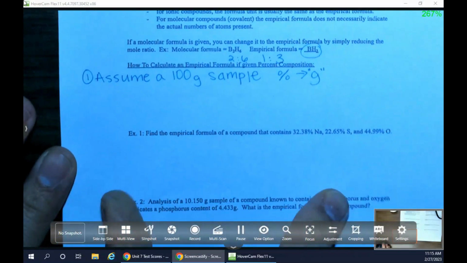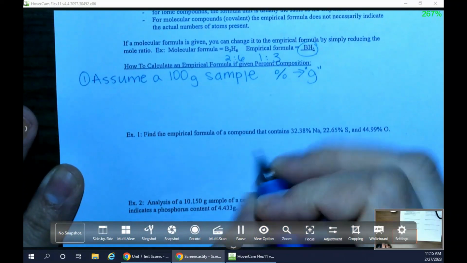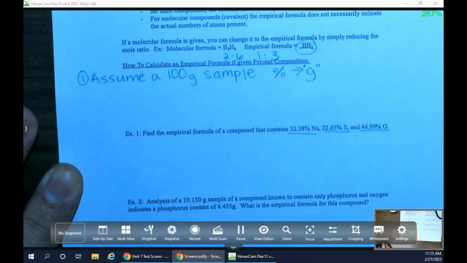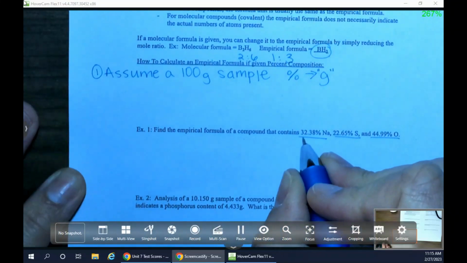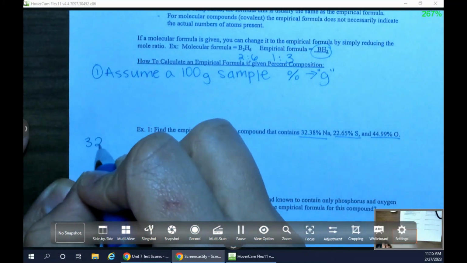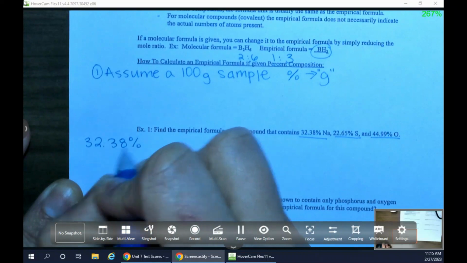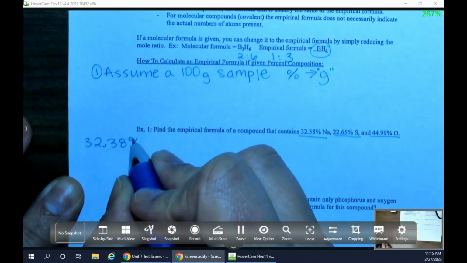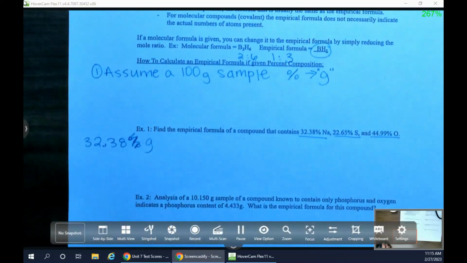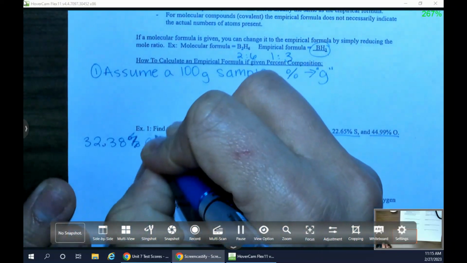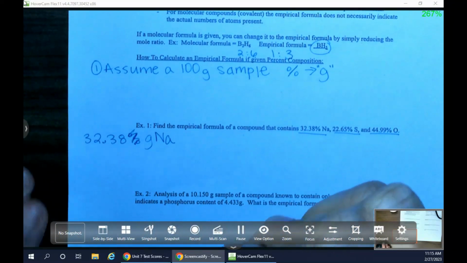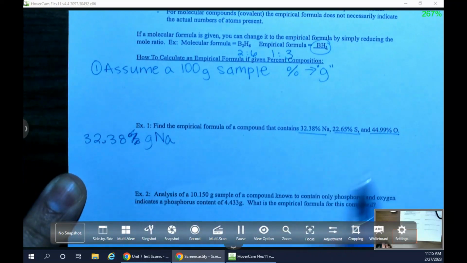All right, so let's see what that looks like for our example 1. It says find the empirical formula of a compound which contains this much sodium, this much sulfur, and this much oxygen, right? So I have 32.38% sodium. I'm going to say, okay, nope, it's grams. I scribble it out, and I'm writing a G for grams. And I'm just going to put sodium because you do want to pay attention to which element you're doing along the way. All right, so we have 32.38 grams of sodium.